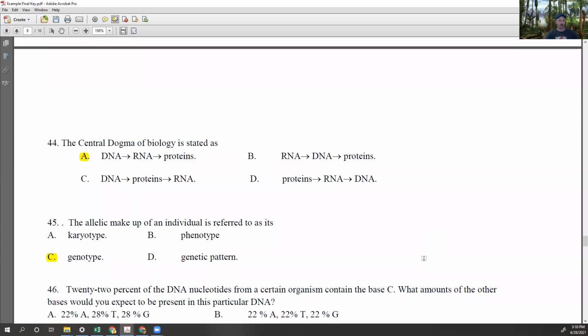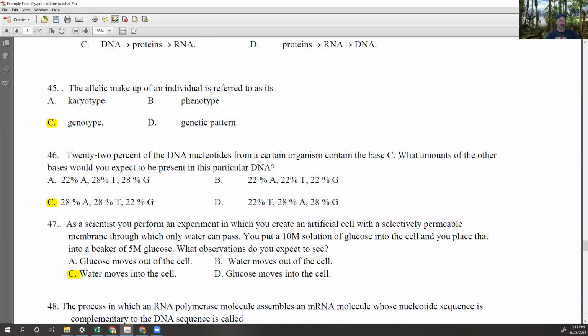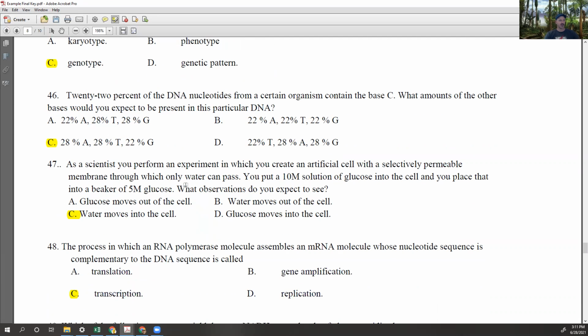Number 44, the central dogma of biology is stated as DNA to RNA to protein, A. 45, the allelic makeup of an individual is referred to as, well, that's their genotype. That's all the genes found in a particular organism. If it was their chromosomes, that's a karyotype, but all their genes, that is a genotype.